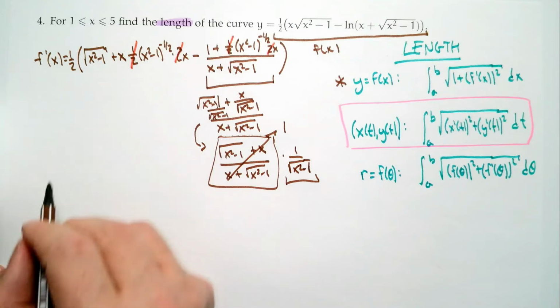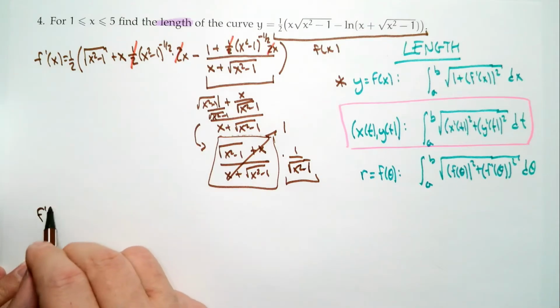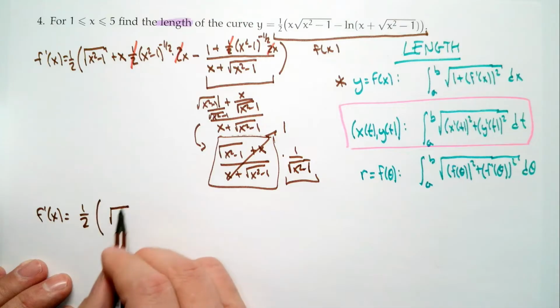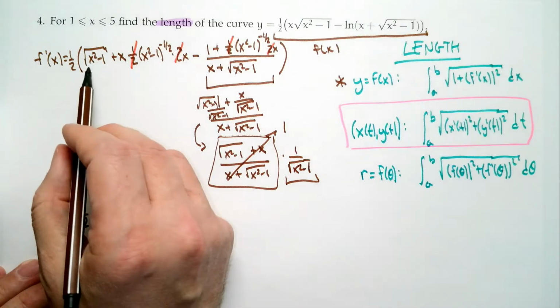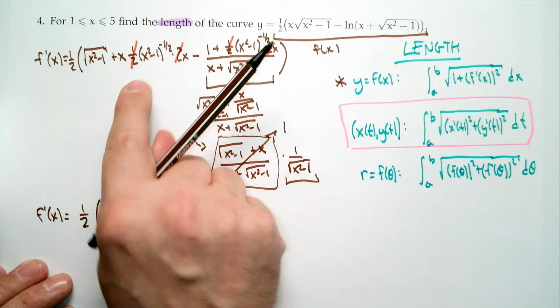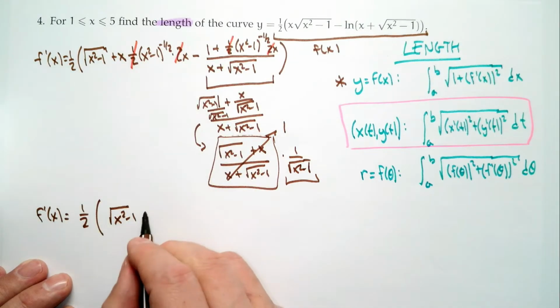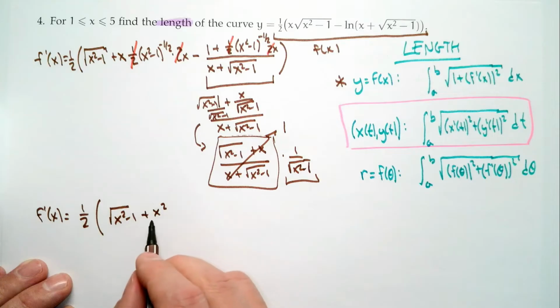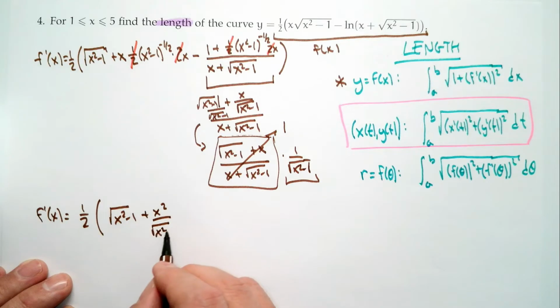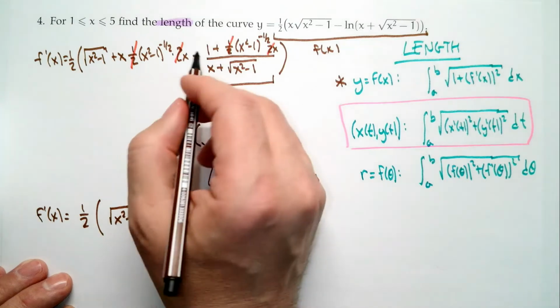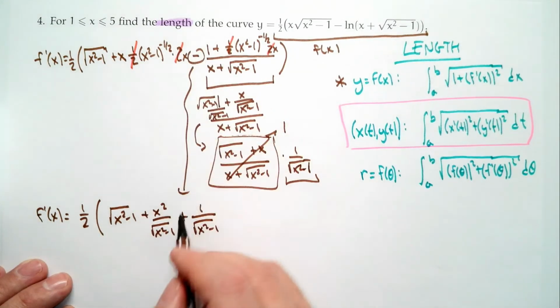Now, update. What do we have? F prime of x is 1/2 square root of x squared minus 1 from this part, plus, what do we have here? We have an x and another x, which makes it an x squared, divided by the square root of x squared minus 1, plus 1 over the square root of x squared minus 1. Oh, not plus, sorry, minus. Got to pay attention.